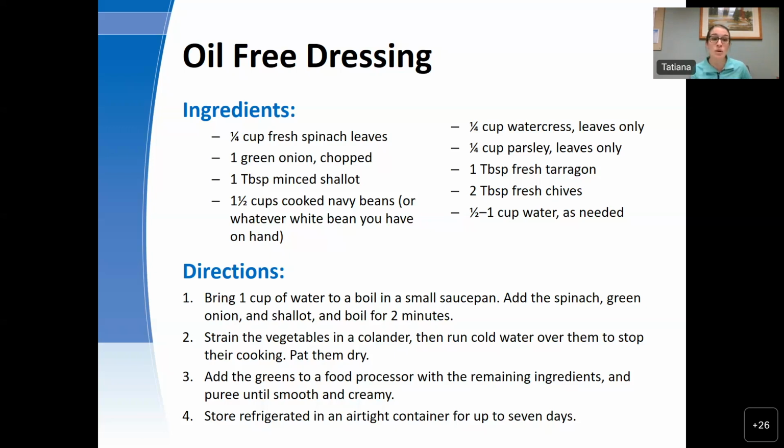Otherwise, I wanted to include this nice creamy oil-free dressing that's using beans, whether you're using navy beans or cannellini beans, great northern beans, any type of white bean will work. All that you would just kind of cook together, and you're going to put it in a food processor or a blender, and that'll keep all week long, that you can just keep adding to your salads throughout the week.